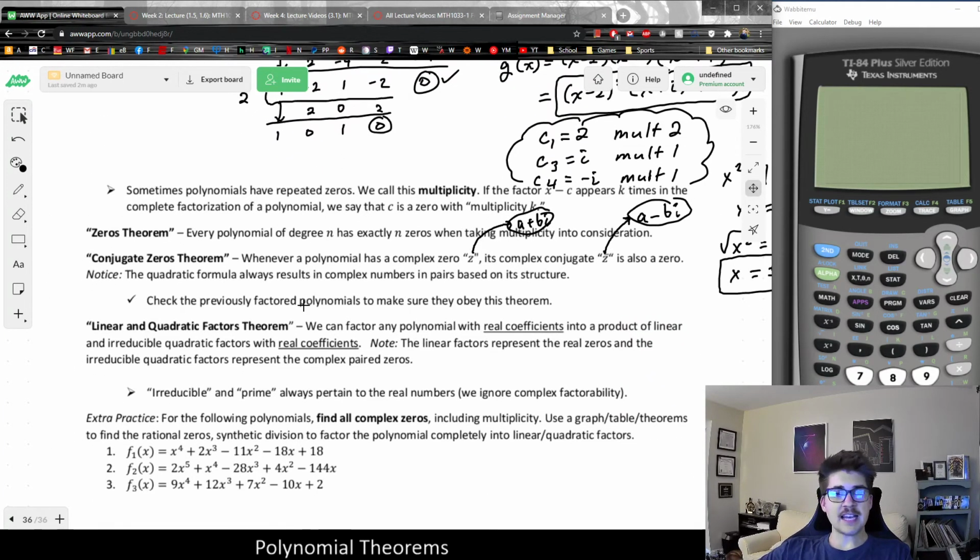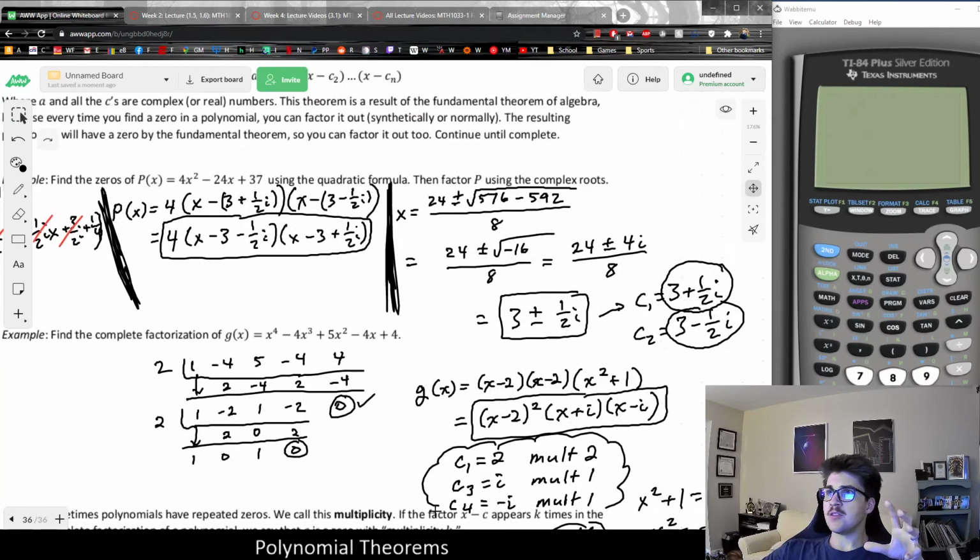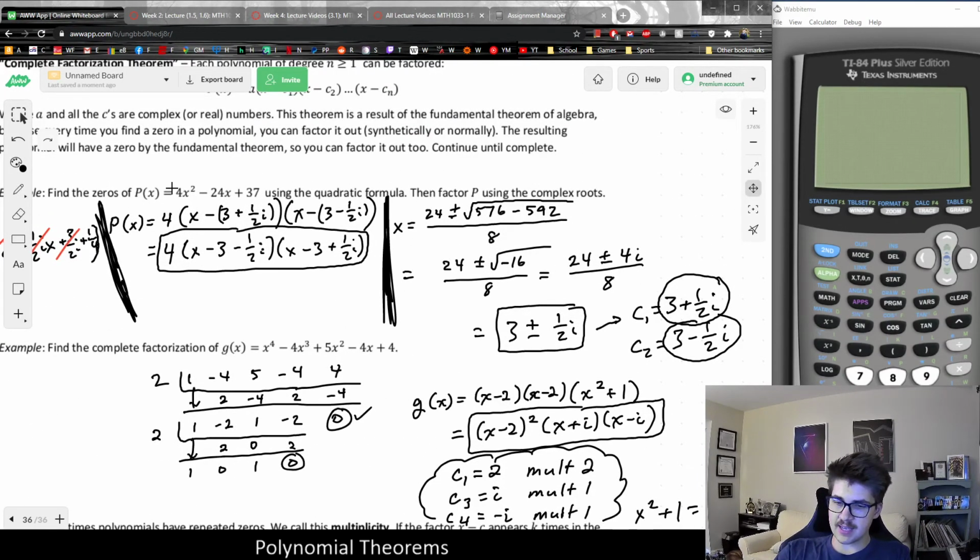Last but not least, the linear and quadratic factors theorem says that we can factor any polynomial with real coefficients into a product of linear and irreducible quadratic factors with real coefficients. But basically, and this is just another result of the conjugate zeros theorem, since complex zeros come in pairs based on x minus 3 minus 1/2 i and x minus 3 plus 1/2 i, as we saw before, those always come in pairs. If you actually keep those together, those two form what we refer to as a prime quadratic.